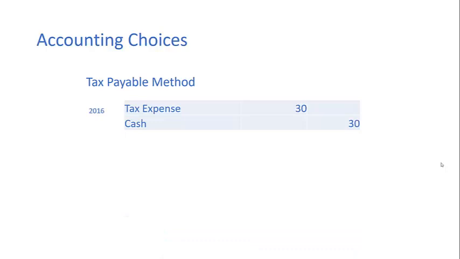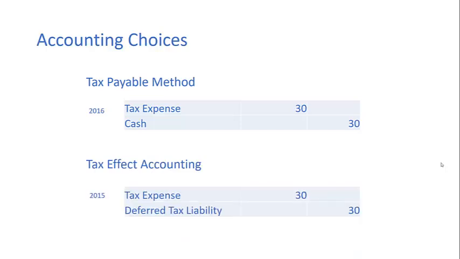And we can see this with the journal entries. If we have the tax payable method, we'd simply recognise the tax expense in 2016 when the tax is paid or payable. Whereas with tax effect accounting, we'd make an accrual for the tax expense in 2015, and we recognise a deferred tax liability, which we would of course pay in 2016.